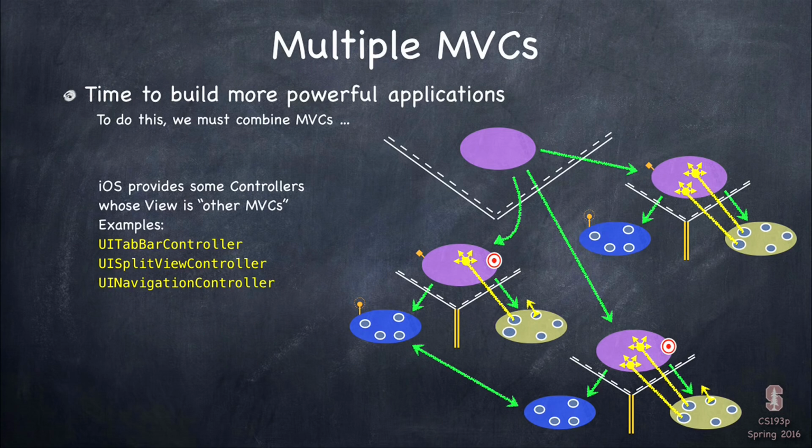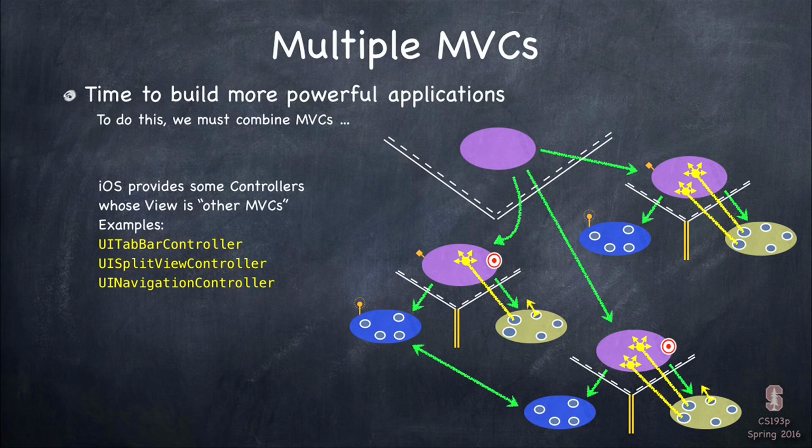Also, split view controller, mostly you see this on iPad. You can also see it on an iPhone 6 Plus. This is where you're splitting your screen into two parts. One side is usually smaller than the other. Each side is a different MVC. So you see how we've combined two MVCs right there.